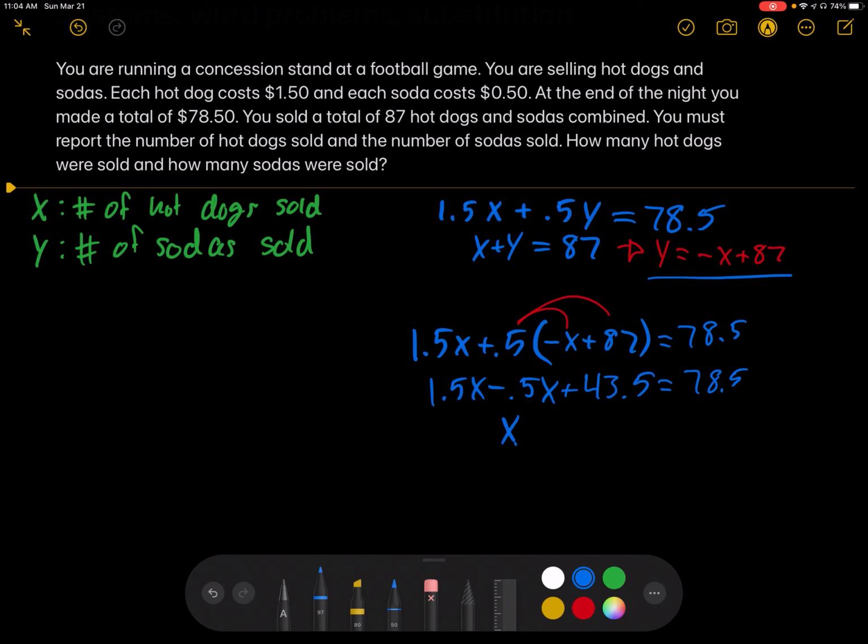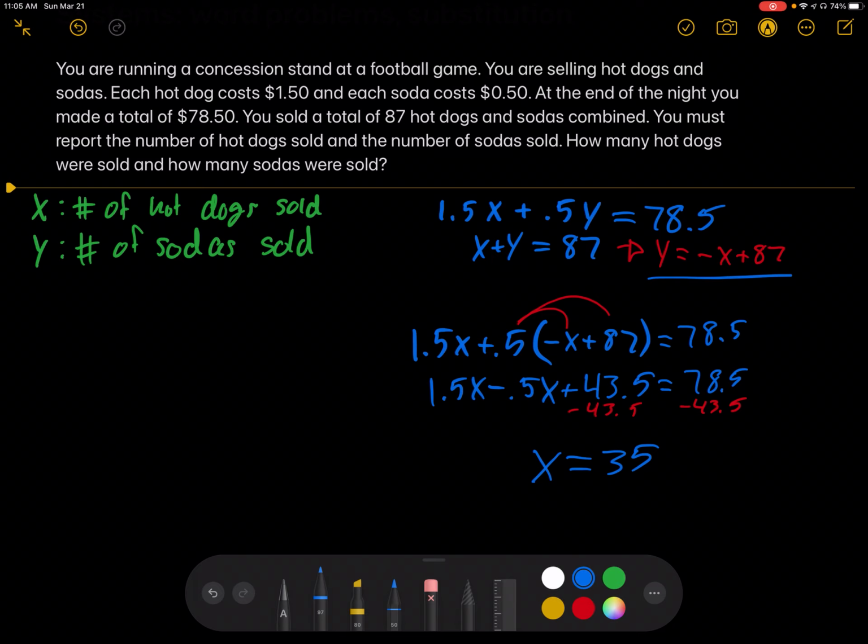And then I'm just going to consolidate the steps a little bit here. We're also doing minus 43.5 on both sides. And when you do 78.5 minus 43.5, we get that x is equal to, that looks like it's going to be about 35. So I just subtracted that, and that means that x is 35.